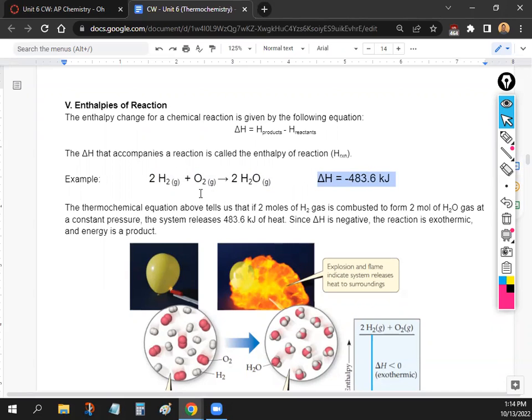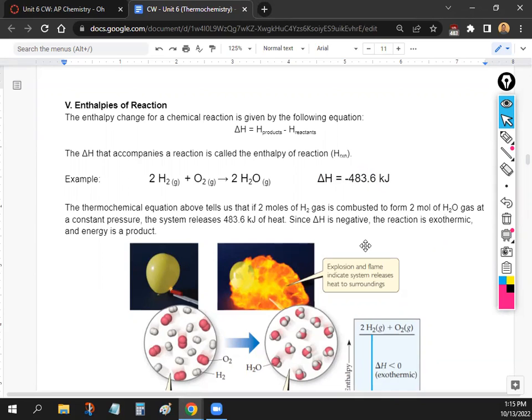So in this reaction right here, this is what we did last time at the end of class when I blew up that balloon. Okay, we got some hydrogen gas, reacts with oxygen gas, and obviously you guys saw a fireball, and so that means the reaction released energy, okay? And this delta H is basically the difference between the enthalpy of the products and the enthalpy of the reactants, okay? Okay, so if delta H is negative, the reaction is exothermic, so energy is a product, energy is released, okay? Make sense? All righty.